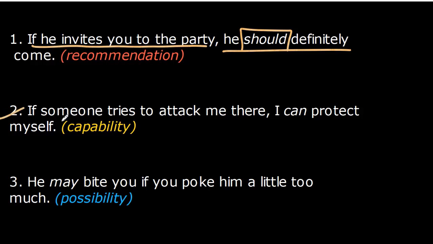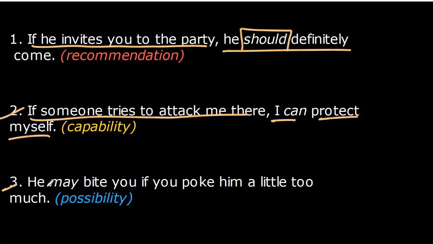Second example: if someone tries to attack me there, if this happens, this will happen. No, I can do this. This can happen. I can protect myself. I'm showing my capability under this condition. If this happens, I can protect myself, right? Or I might protect myself, or I may protect myself. I'm referring to the possibility now.